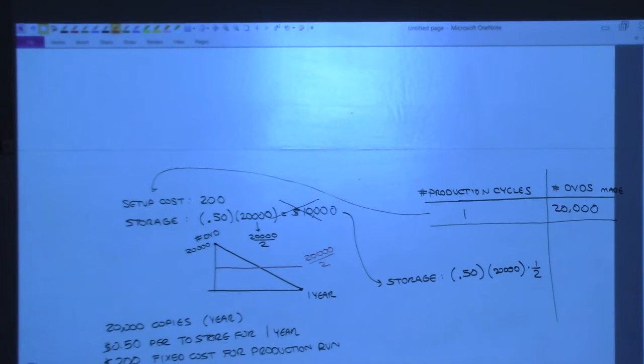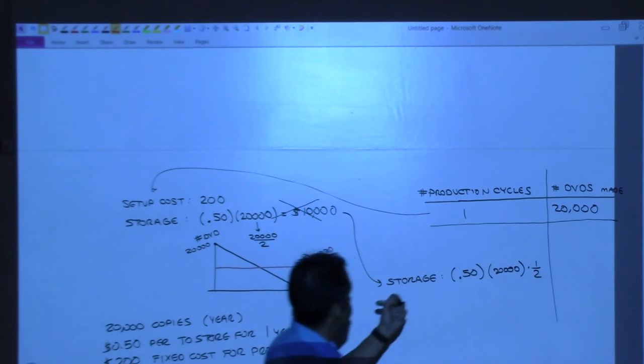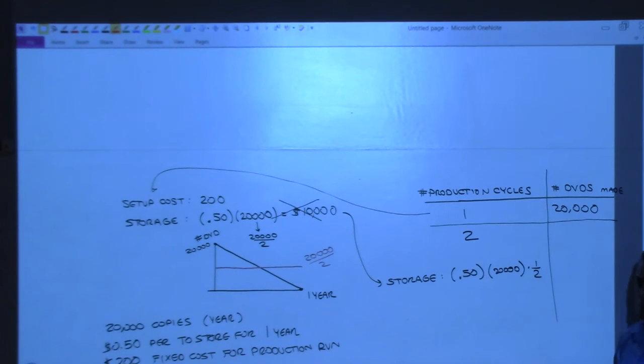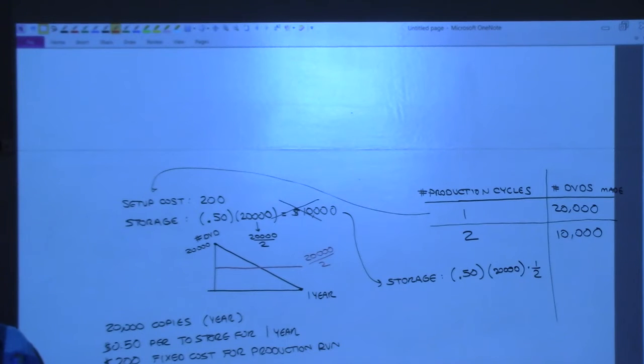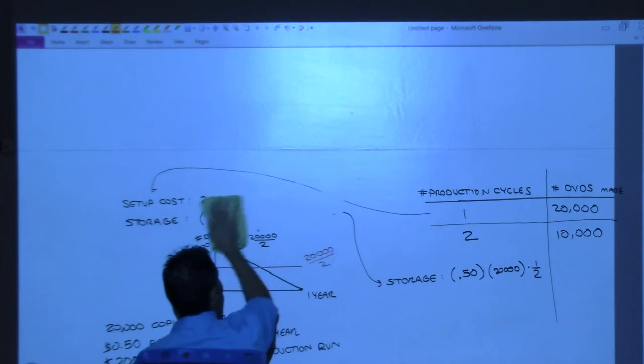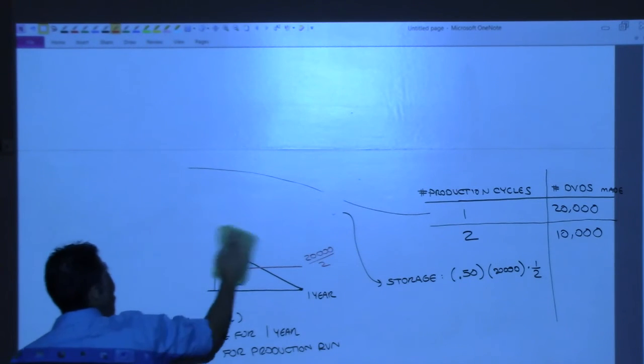Let's consider another scenario. What if we do 2 production cycles? How many are we going to have to make in each production cycle? 10,000 in each one. Why am I going to have to make 10,000 in each one? Well, because I've got to make 20,000 for the year, right? So I'm going to do 1 production cycle at the beginning of the year, and then 6 months later I'm going to do a second production cycle. Now, is there an advantage to doing it this way? Well, let's see. I really don't like the way this is going up here, so I'm going to change things up a little bit.